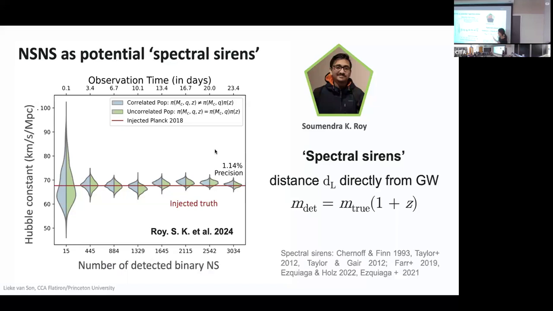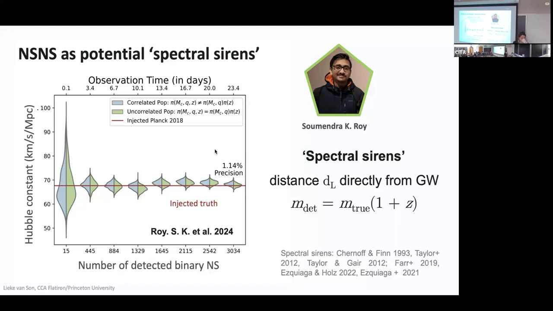And so I think the main takeaway that I want to stress is not that I expect the neutron star distribution to never evolve with redshift, but I expect the mass distribution of neutron stars to evolve much less with redshift than the black hole population.